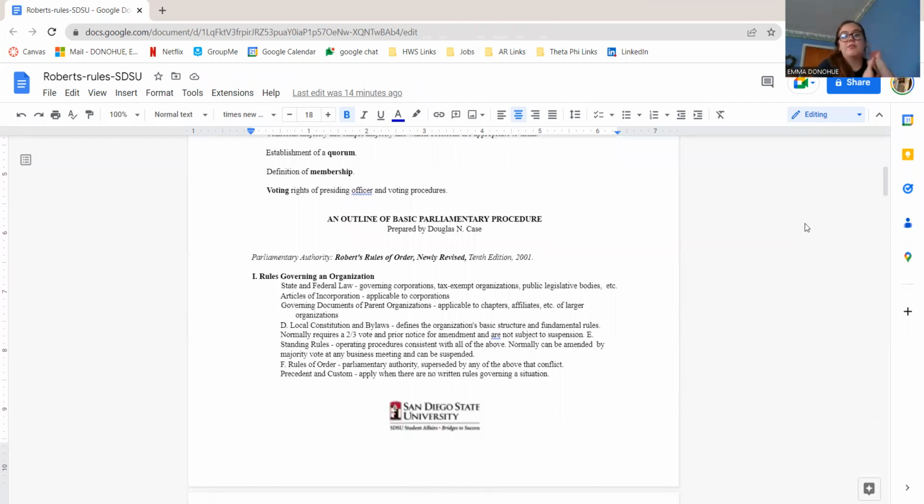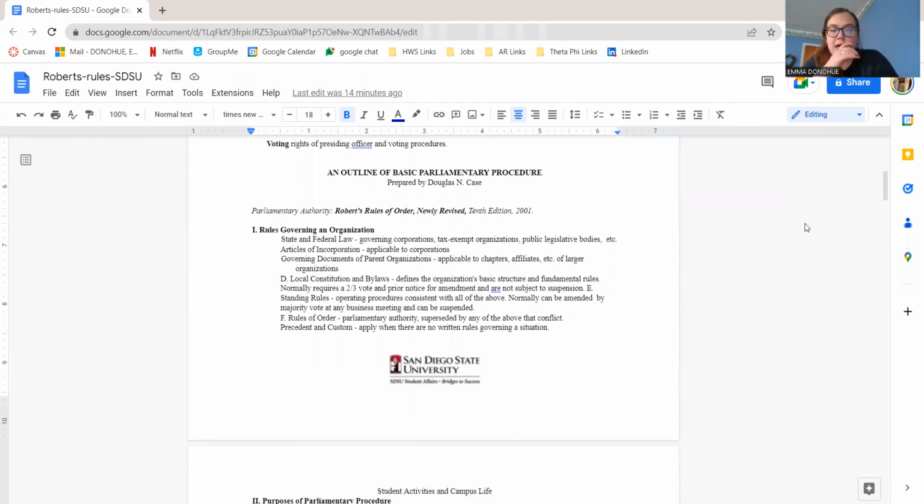So, going into the outline of basic parliamentary procedure. The parliamentary authority is from Robert's Rules of Order, the newly revised 10th edition. The rules governing an organization: state and federal law governs corporations, tax-exempt organizations, public legislative bodies, etc. The Articles of Incorporation are applicable to corporations. Governing documents of parent organizations are applicable to chapters, affiliates, etc. of larger organizations.